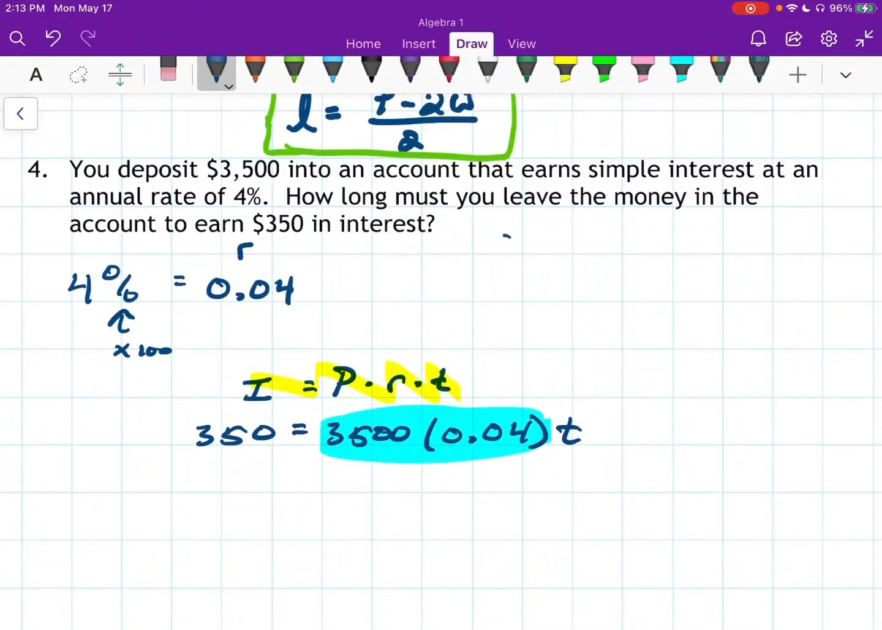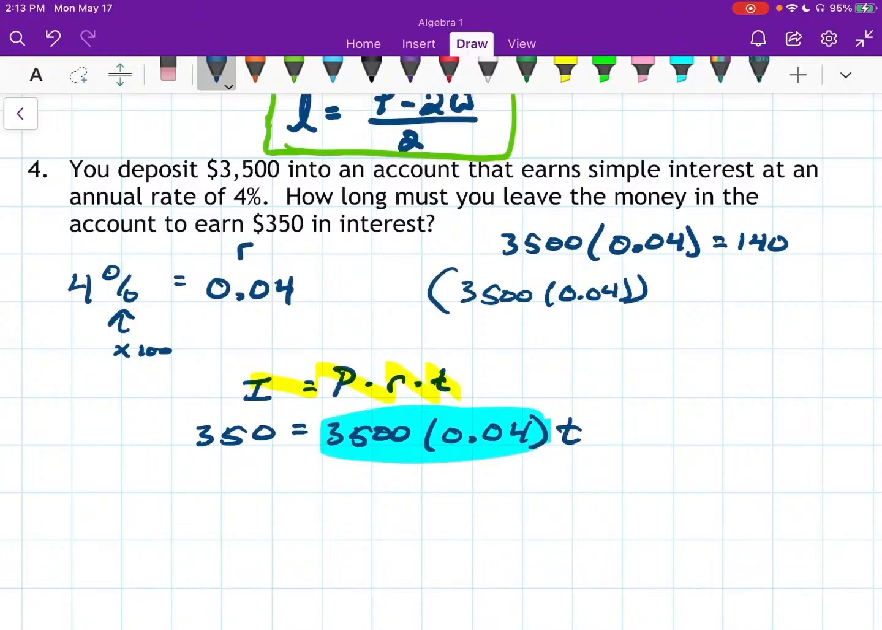If we were to take 3500 times 0.04, what would that be? That would be $140, right? What that told us is that over 1 year, we earned $140, okay? To do that again, we'd have to do 3500 times 0.04, and then we could multiply by 0.04 again, right? The other way, the way that this formula groups it, is it just puts the t in there, okay?